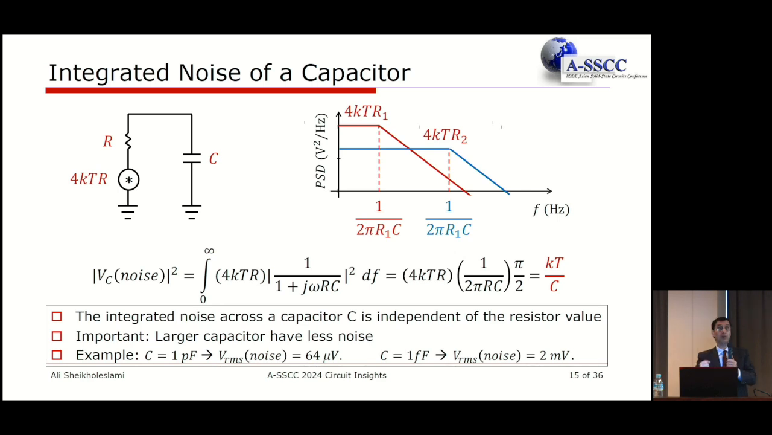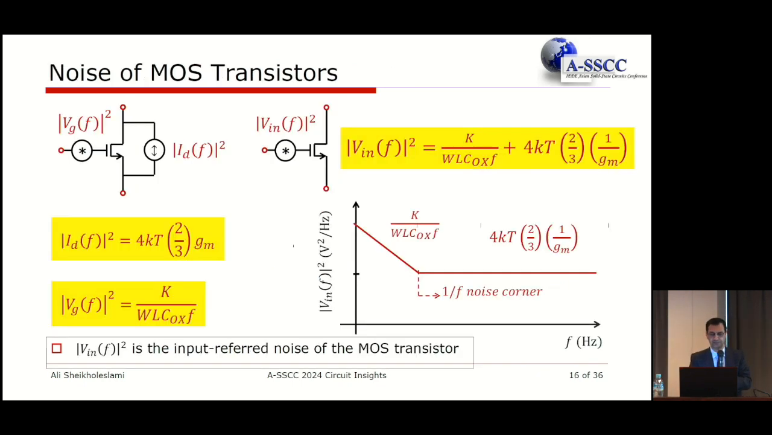If you go to lower capacitor, you're increasing the noise, right? So this is not about resistor changing, we are changing the capacitor itself, right? Because 4kT over C is inversely proportional to the value of C. If I use C of 1 femtofarad, then the noise becomes 2 millivolt. All of a sudden you go from microvolt regime to millivolt regime. So you need to be very careful with small capacitances.